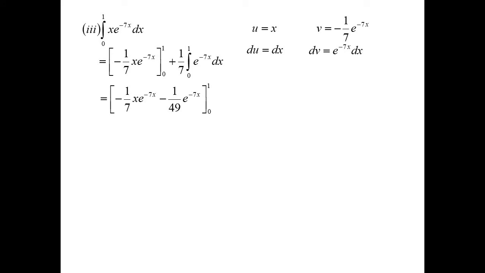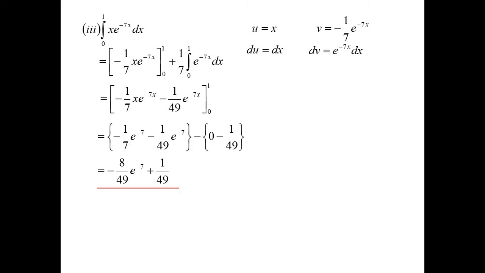The second term becomes, well, we're integrating e to the minus 7x again, but now we're multiplying it by a seventh. So I get minus 1 on 49 e to the minus 7x. Now I'll sub in. So sub in 1, sub in 0, and we get this lovely answer, minus 8/49 e to the minus 7 plus 1/49.